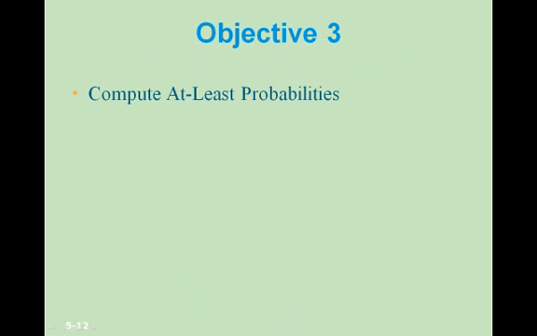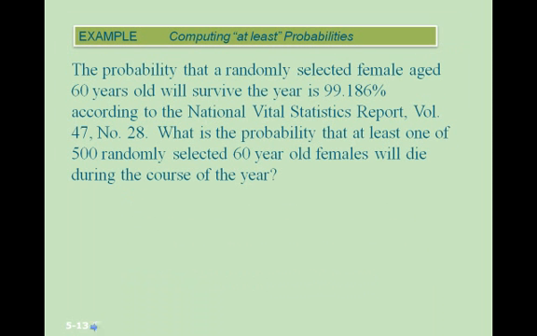Objective 3. Compute at least probabilities. In this example, we want to compute at least probabilities. So we're looking back at our example still with our female age 60 years old. And this time we want to look at the probability that at least one of 500 randomly selected 60-year-old females will die during the course of the year.